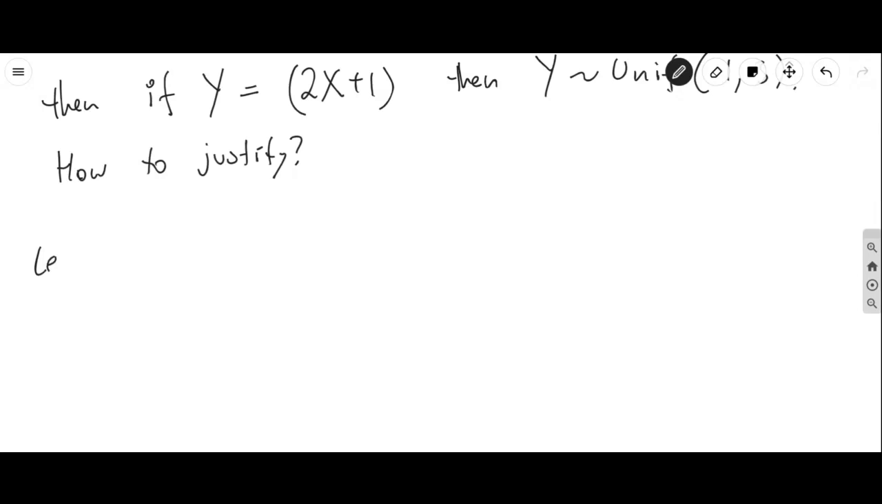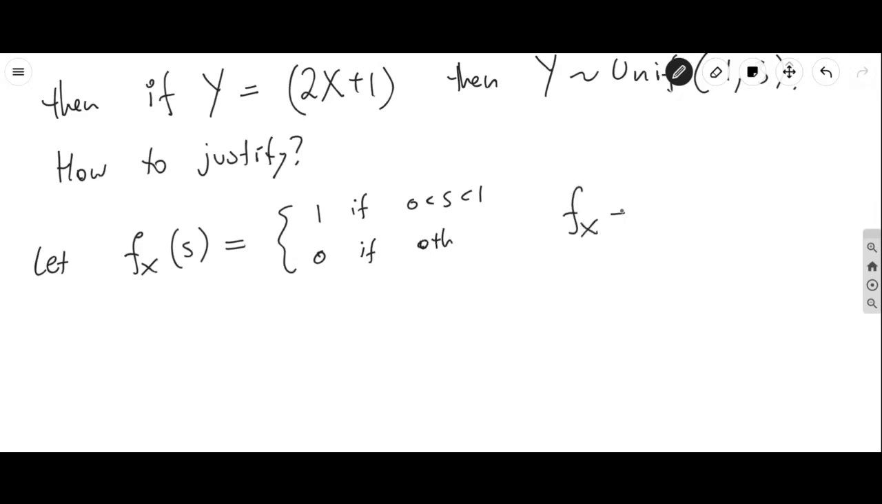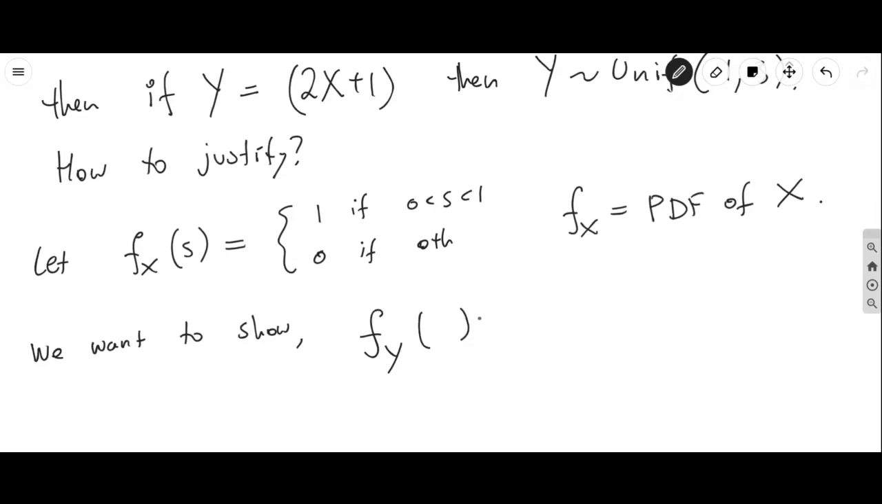Okay, so let f_X of s be the function 1 if s is between 0 and 1, and 0 otherwise. So f_X is the PDF of x. We want to show that f_Y, the PDF for y, the new random variable, and it's often a good habit to switch to a different letter, because sometimes when you substitute one for the other, it's helpful to distinguish them. Of course, you can always do it in terms of the same letter, but I just find it convenient to switch to a different letter.